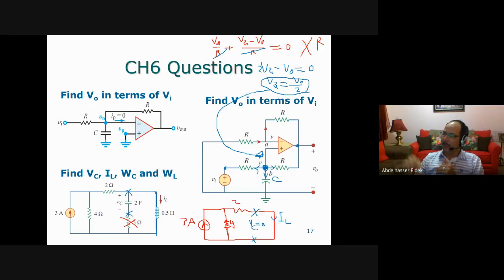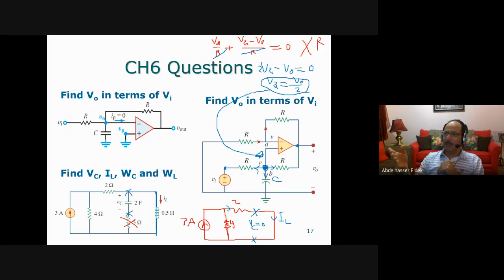What about IL? IL is the current in this short circuit, which is the current in the 2 ohm. Then you can solve it using nodal analysis, or you can use a current divider to find IL. IL in this case should be 2 ampere, because this 3 ampere will be divided between 2 and 4. So most probably this is 2 ampere. And the current in the 4 ohm will be 1 ampere. But you can calculate it. This was just using a current divider. But if you use nodal analysis, you can find the current. IL will be 2 ampere.